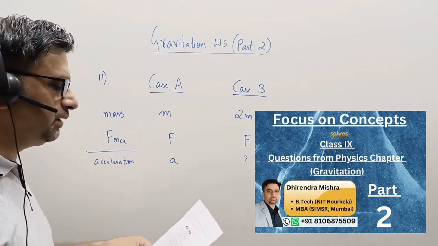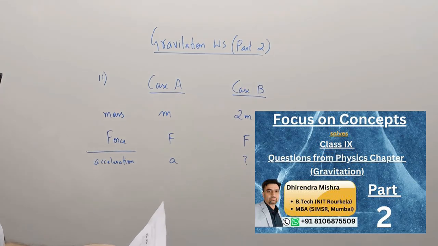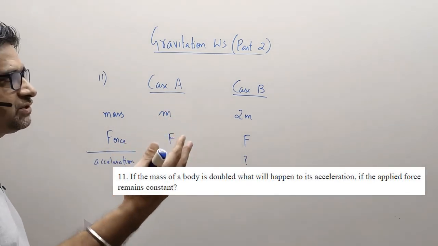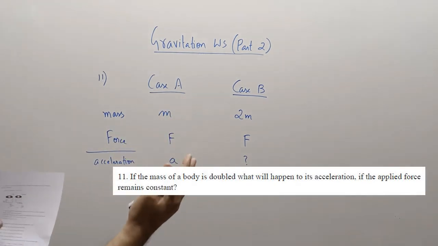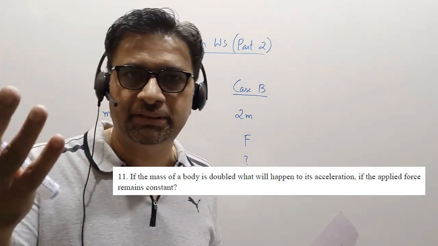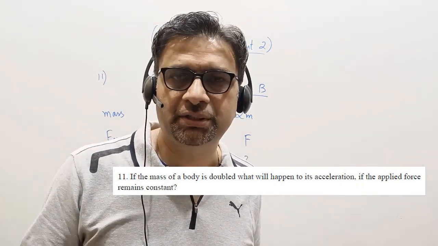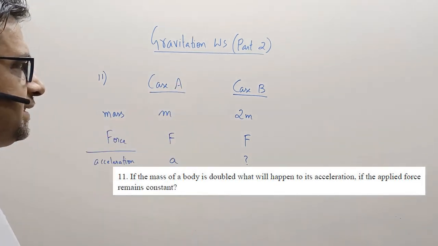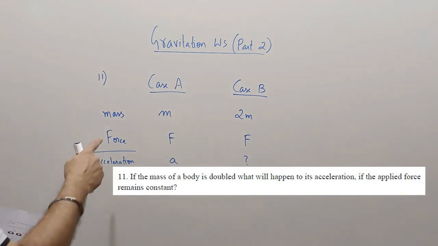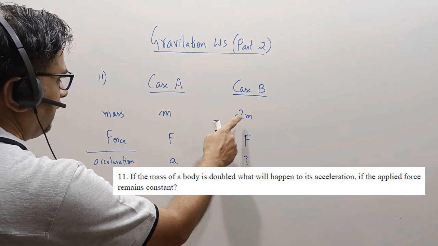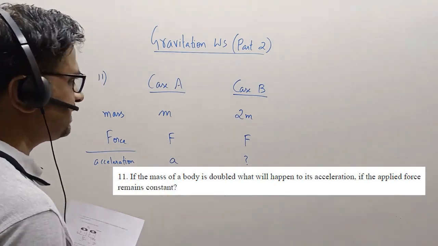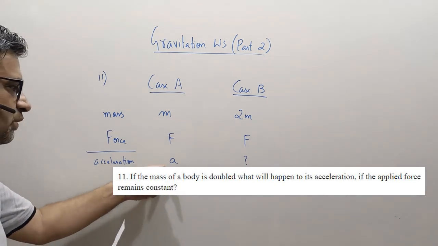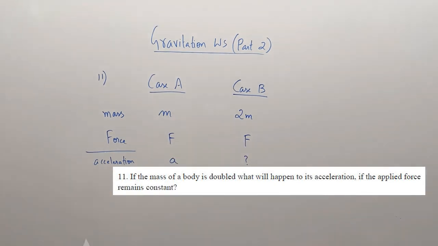Question number 11. If the mass of the body is doubled, what will happen to its acceleration? As in previous questions where a certain attribute is doubled or halved or changed, I recommend solving such questions by tabulating, the way we have done here. Case A, the mass of the body is m, and the mass is doubled, which means in case B we have the mass as 2m. The force remains the same. If the acceleration was a here, what is the new acceleration for case B? That's what we're going to solve.